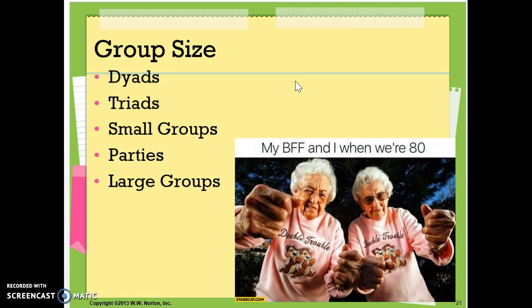So dyads are groups of 2. That's what we see in this picture here. Best friends when they're 80 years old. So dyads are the most intimate form of social life. The existence of the group is dependent on both people's involvement. So for example, a couple is a dyad.